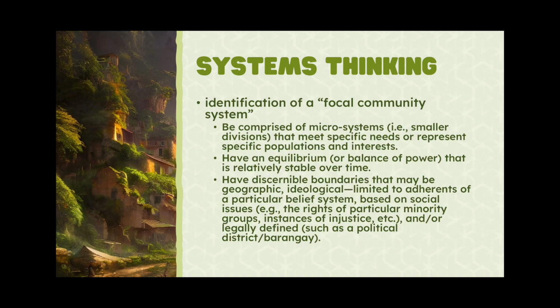And then, a focal community system would be something that has microsystems already, and we'll talk about microsystems in a while, but these are smaller divisions in the community which also have their own subcultural units and nuances, but they also contribute to the whole. That means specific needs or represent specific populations and interests. They have an equilibrium or balance of power that is relatively stable over time.